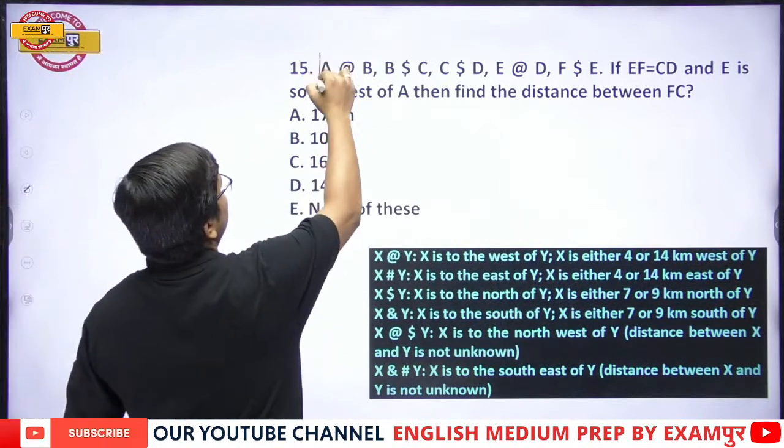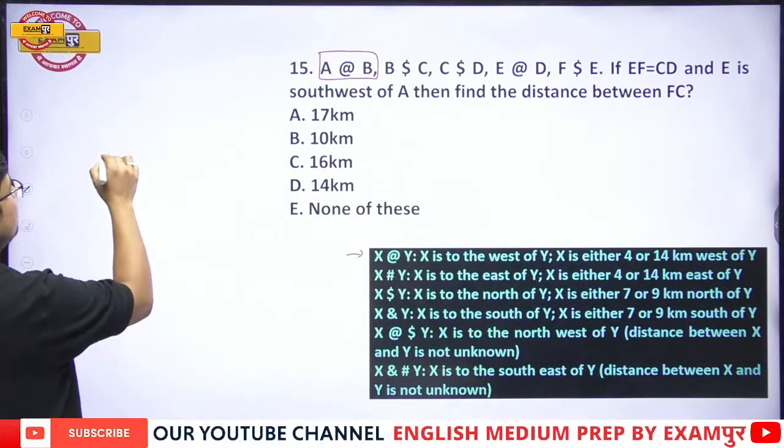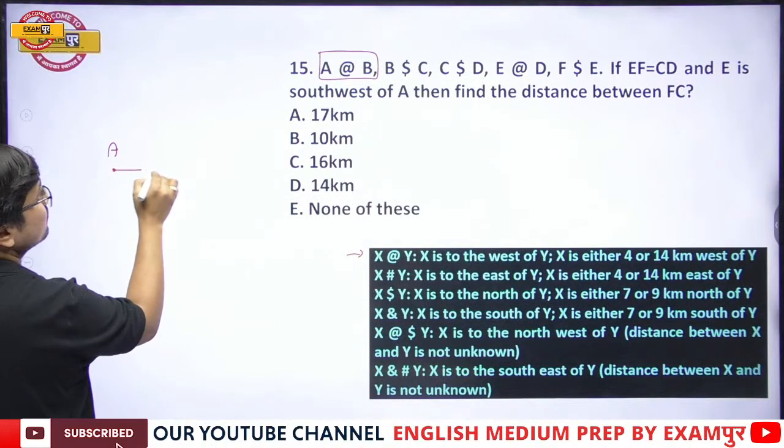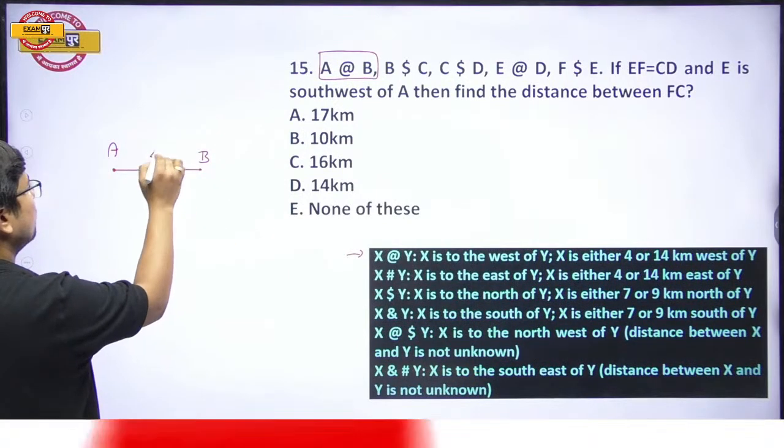Okay, time is up. A @ B means A is west of B. And how much west? It says 4 or 14.